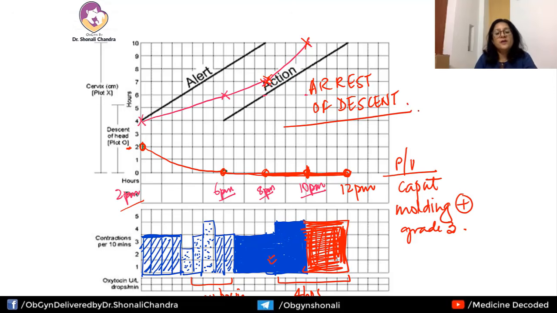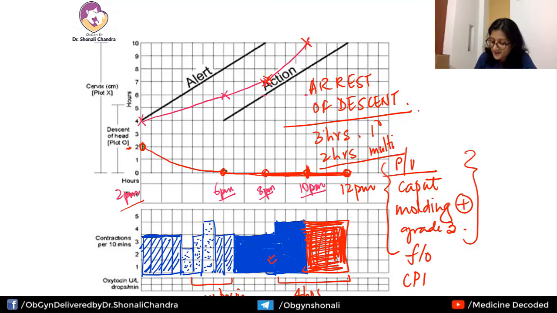So when there is no change in descent along with good uterine contractions, we call it arrest of descent. Now, how long can we wait in this case? We can wait for about 3 hours in primigravidas and 2 hours in multigravidas, as long as the mother and baby are doing okay. If the PV is showing findings of caput, grade 3 molding, or features suggestive of CPD, then I will have to act earlier. I will not wait for 3 hours. I will have to act earlier because CPD is there.